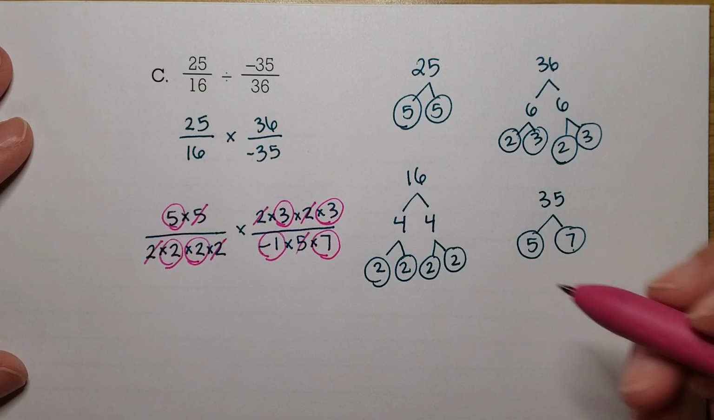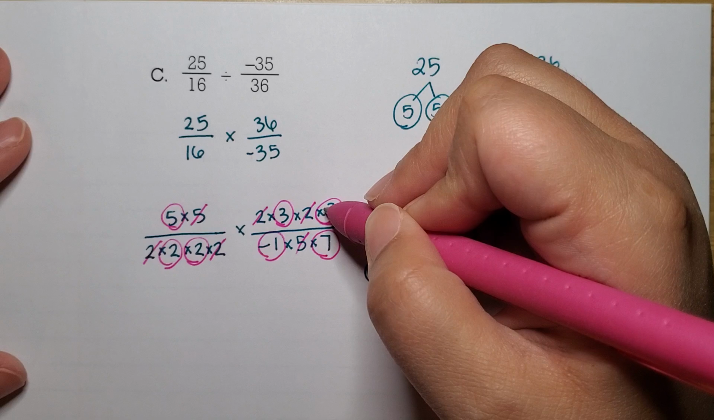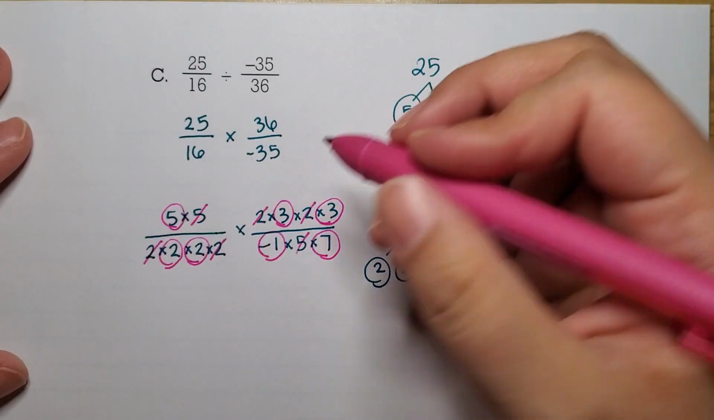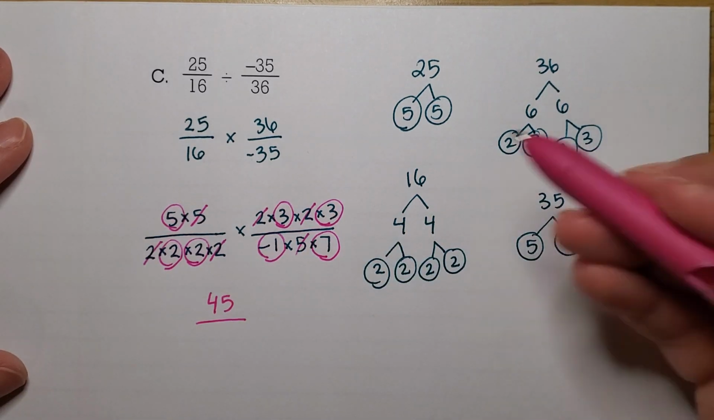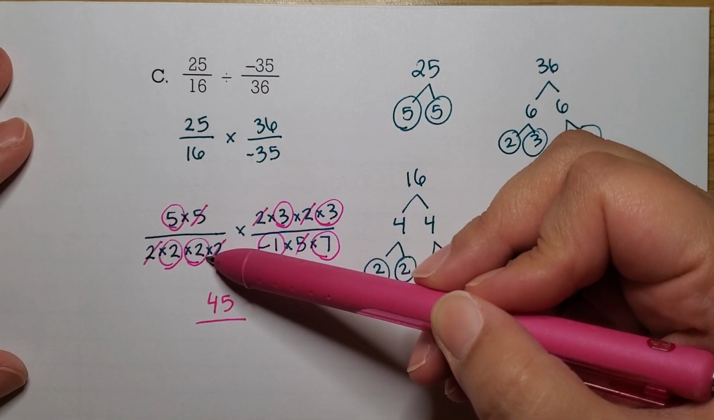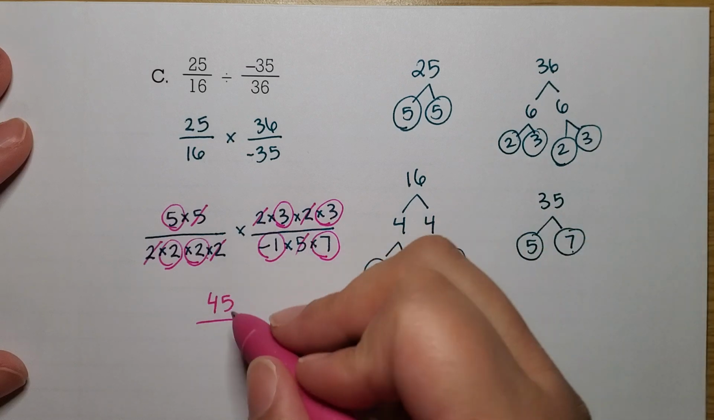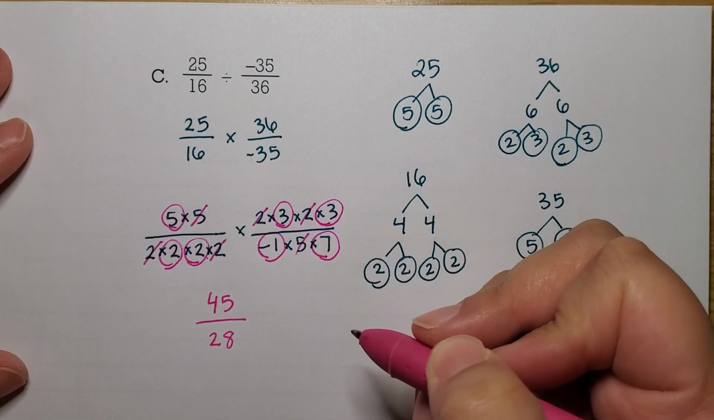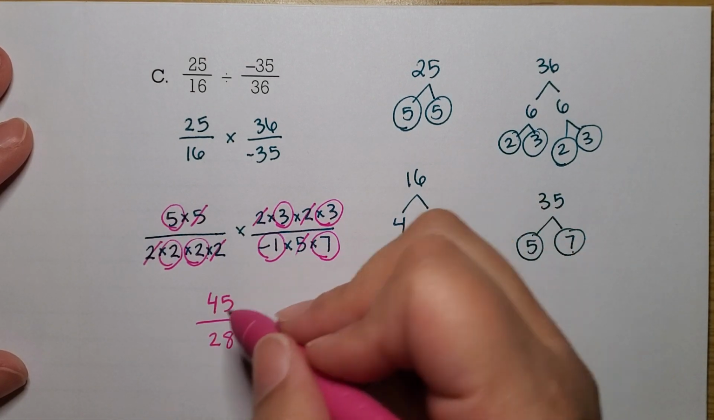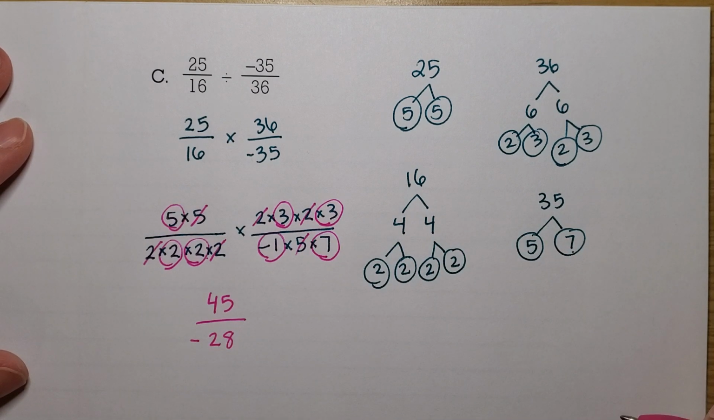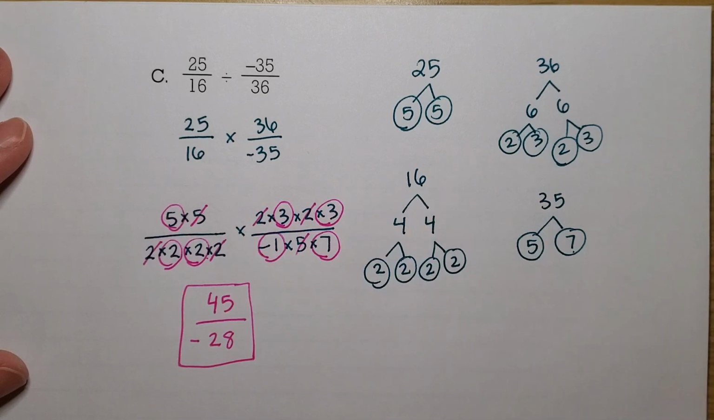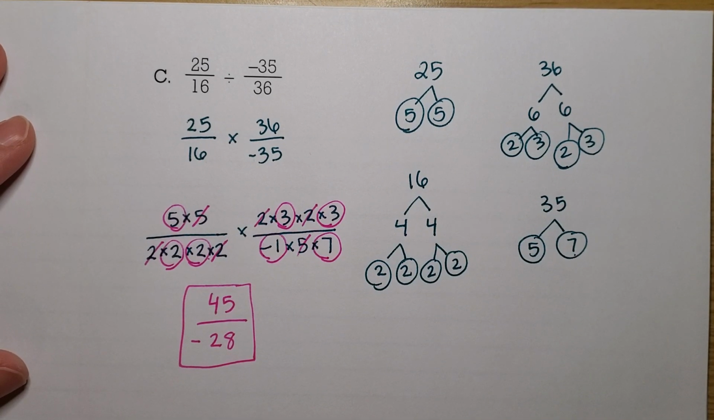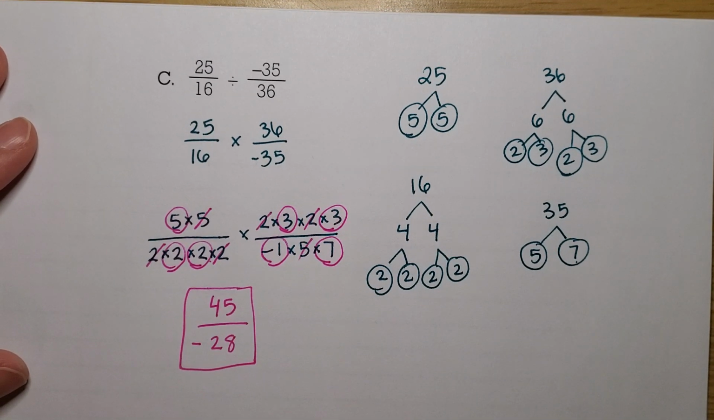Okay, so 3 times 3 is 9, and 9 times 5 is 45. 2 times 2 is 4. 4 times 7 is 28. And when I multiply that by a -1, I get a negative in the denominator. So it looks like in the end, we get a 45 over -28.